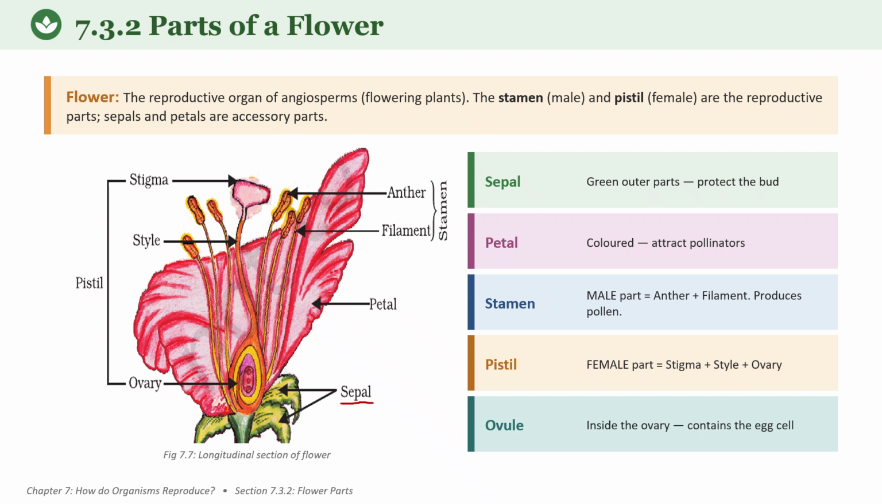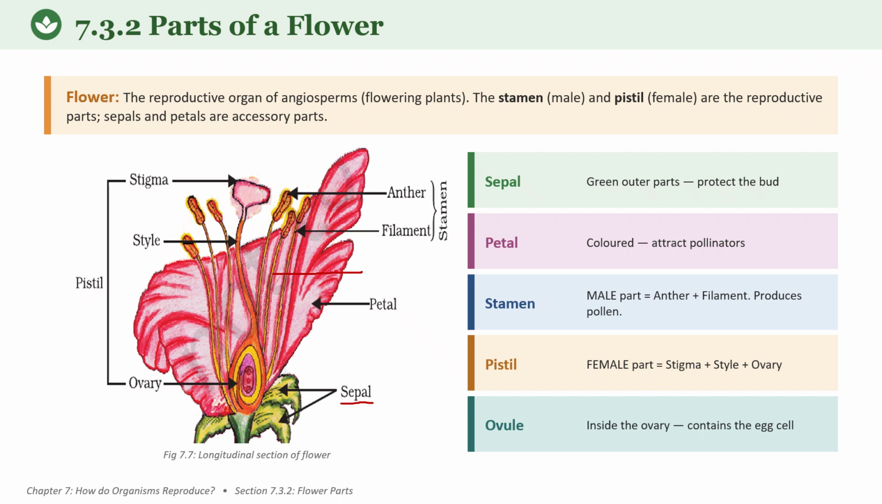What are the components of the stamen? The stamen is the male reproductive part. The components of the stamen are the filament and the anther. What is the filament? This long structure. Can you see, children? This long thing, we call it the filament. It supports the anther.